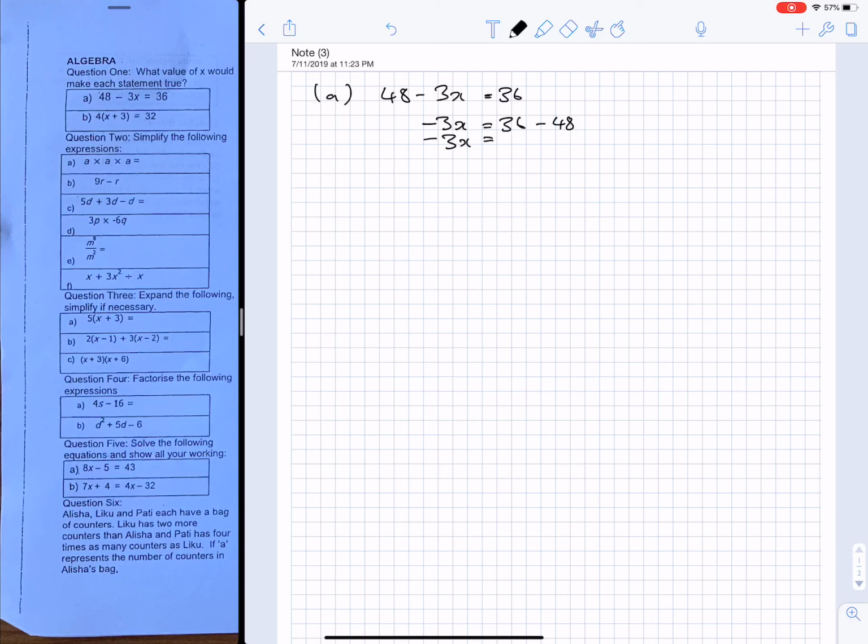So 36 minus 48 equals negative 12. So x equals negative 12 over negative 3.